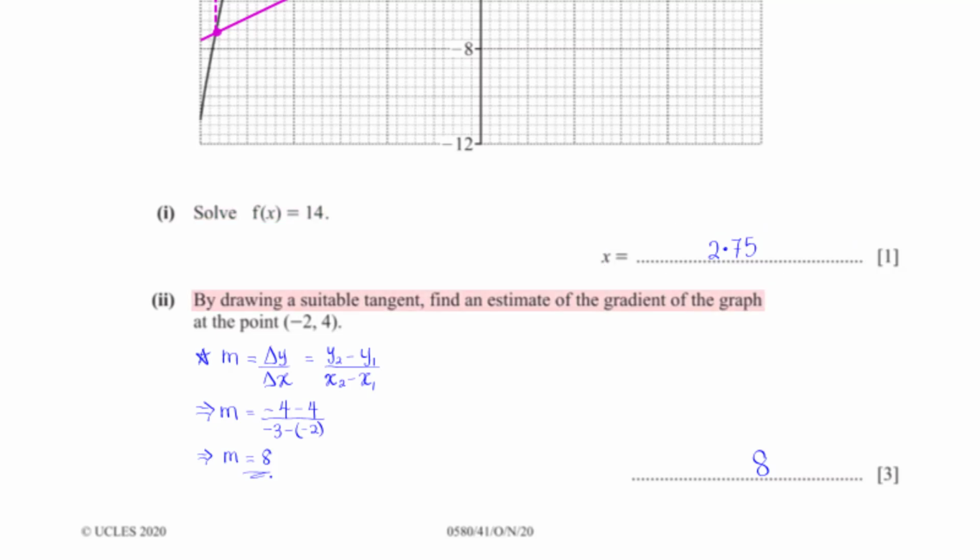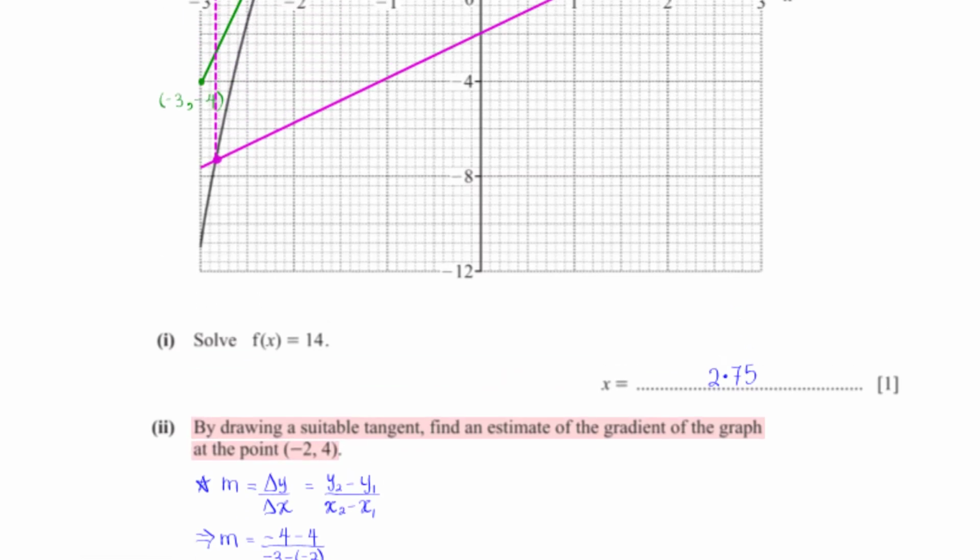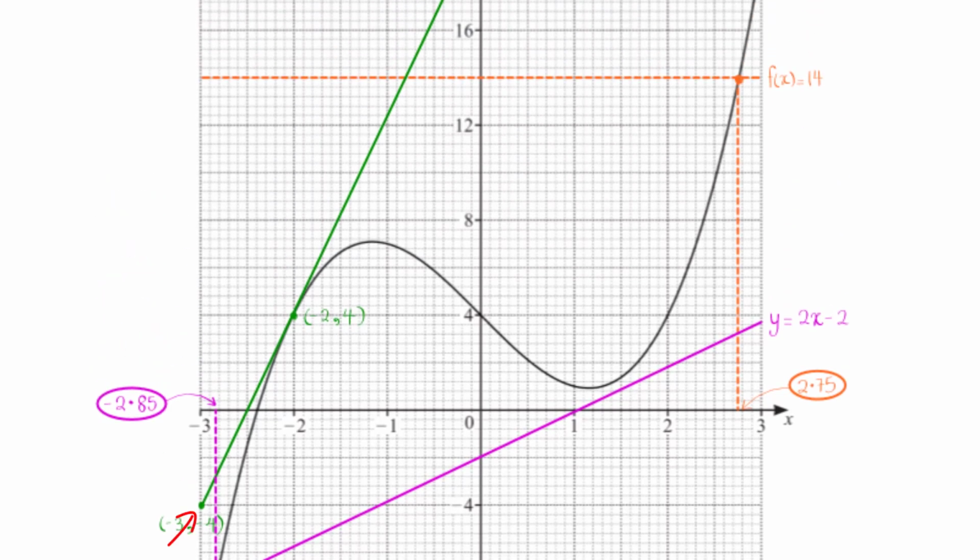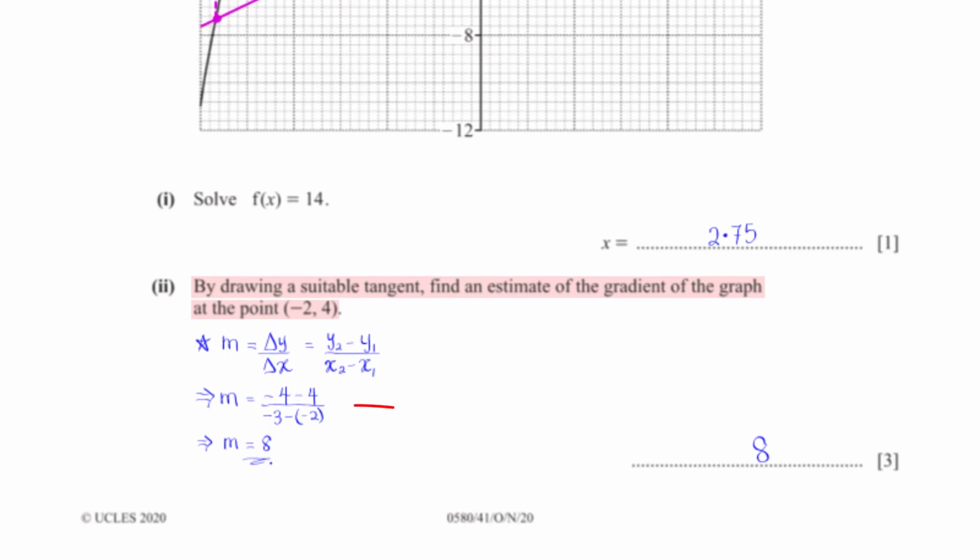By drawing a suitable tangent, find an estimate of the gradient of the graph at the point -2,4. So first, we draw our tangent at the point -2,4. In addition to the point -2,4, let's find another point on our tangent. We are going to use these 2 points to estimate the gradient. And so we have m is equal to -4 minus 4 divided by -3 minus -2. When we type this into the calculator, we get 8.